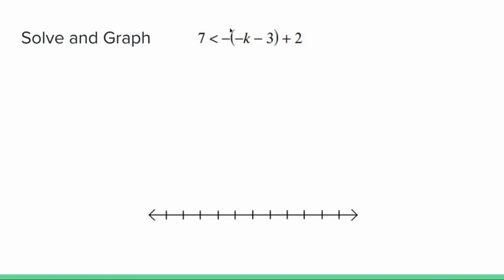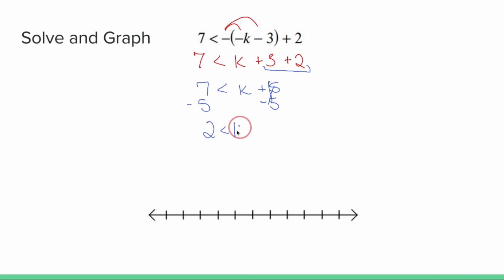We've got distributive property. Let's do that first. The negative of a parentheses just means you flip the signs inside the parentheses. -k is +k. -3 is +3. Drop down the 7. Drop down the less than. On the right side, I have 3 plus 2, so let's just do that. k plus 5. On the left side, we have 7, so 7 is less than k plus 5. Subtract 5, 2 is less than k. Now, some teachers might be okay with you circling that and calling it a day.